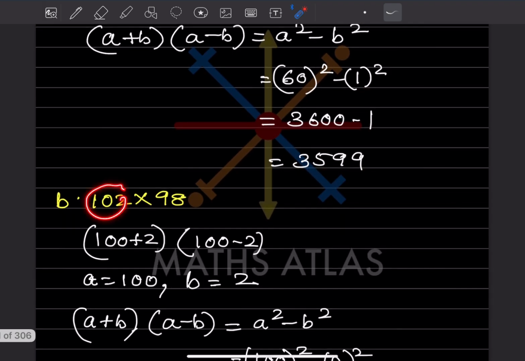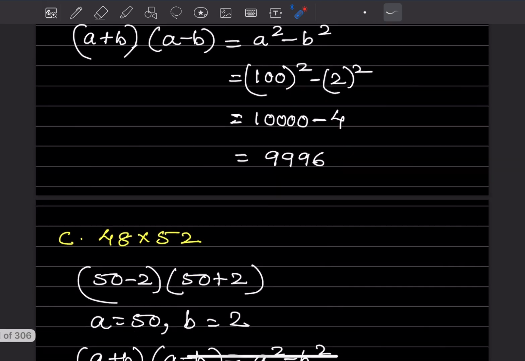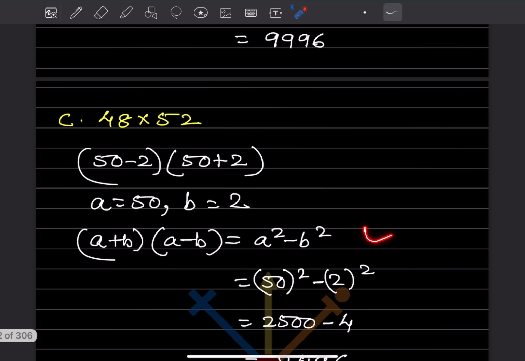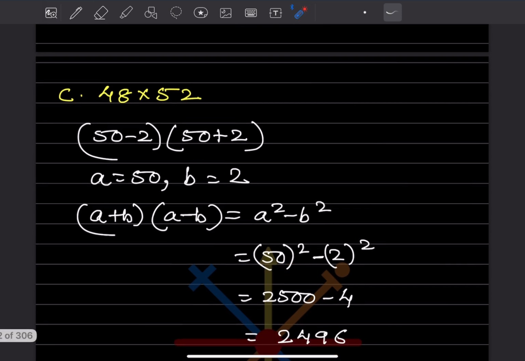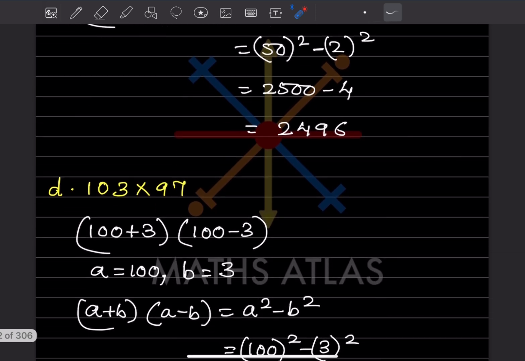Again, this one 100 into 98, we can write 100 plus 2 and 100 minus 2 because now these both are same, these both are same. So A is 100 and B is 2. Same formula. So that is going to be 100 square minus 2 square. So this is going to be 10,000 minus 4. That will be 9996. For this one, we can write 50 minus 2 and this we can write here 50 plus 2. So A is 50 and B is 2. So same formula, this is going to be 50 square minus this 2 square. So this is going to be 2500 minus 4. Which is going to be 2496.